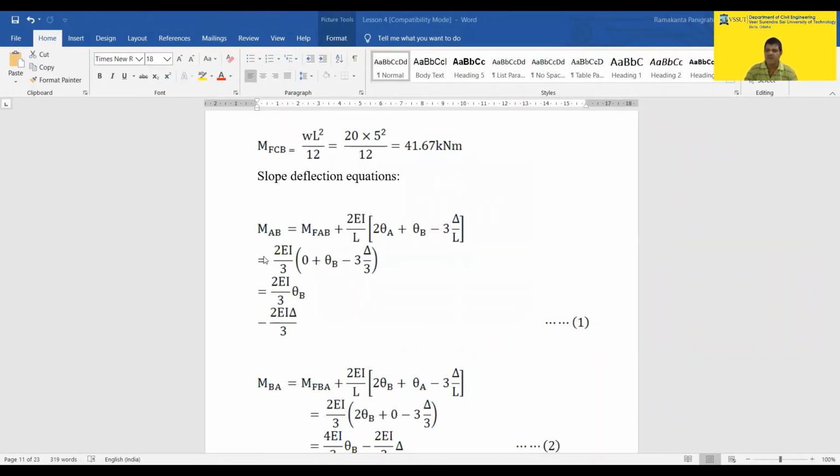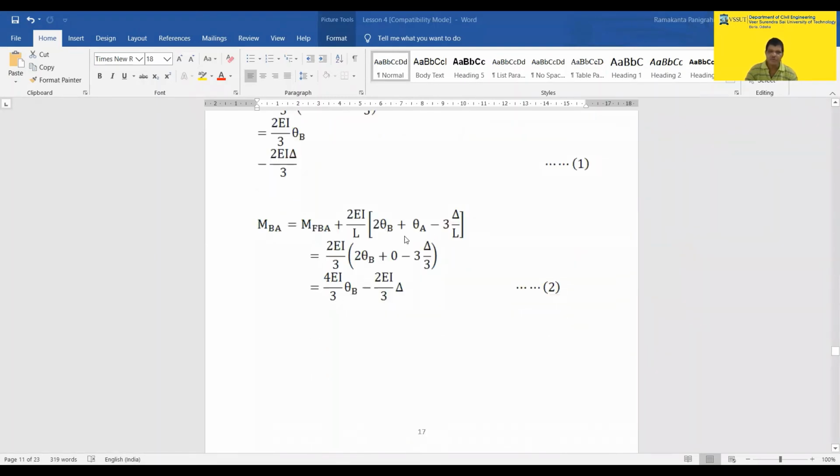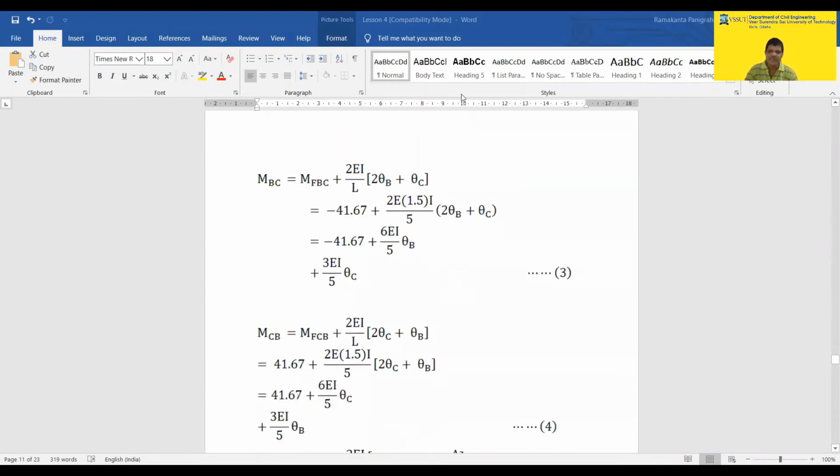the equation for MAB. In the MAB, MFAB is equal to 0, right? So this value is 0, and again theta A is equal to 0. So this comes very simple: 2EI theta B plus 2EI delta. Similarly, MBA you can find out. If you find MBA, you can put the value of theta A as 0, MFBA 0, and find MBA. But in MBC, delta is equal to 0. There will be theta B and theta C, and there is the value of MBC. So put this value, it will give MBC and it will give MCB.